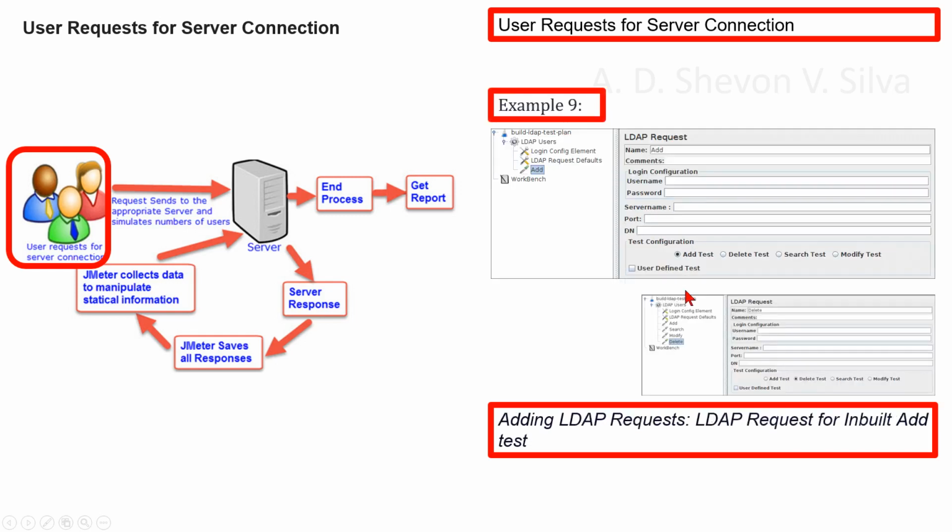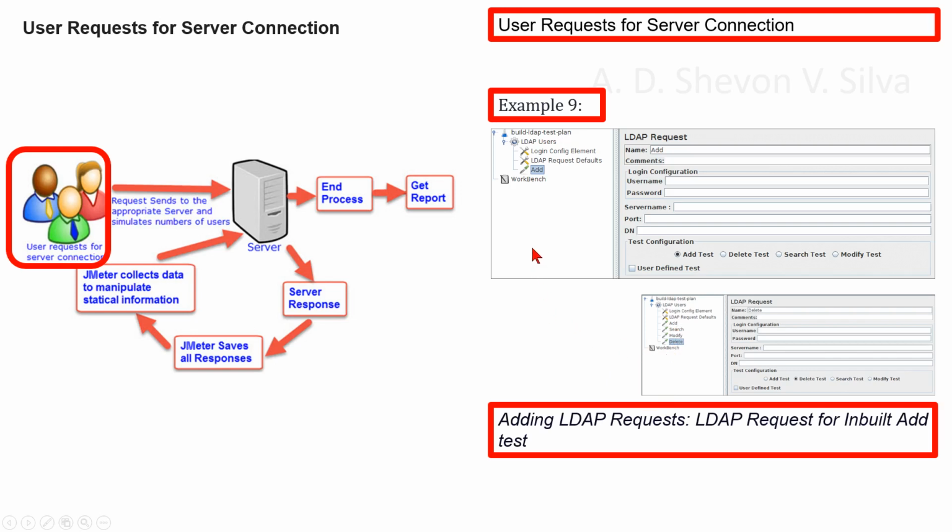Now we are considering adding LDAP requests. Here you can see LDAP request for the add test. In our test plan, we need to make 4 LDAP requests: add test, search test, modify test, delete test. JMeter sends requests in the order that you add them to the tree.